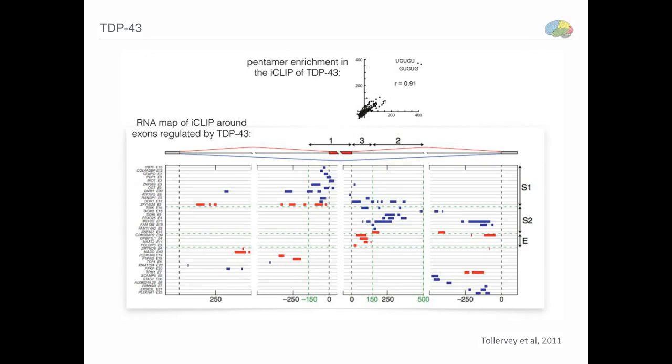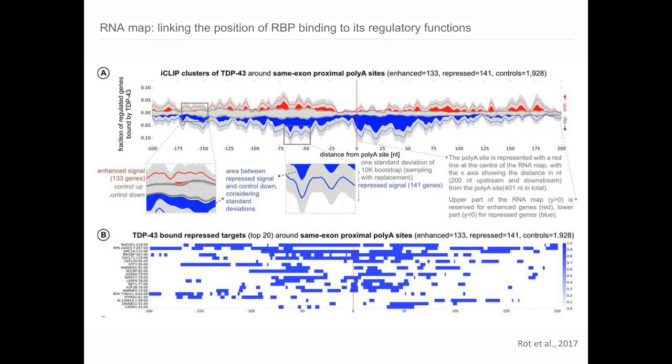So very often you see that the same protein can have dual functions. It can either enhance or repress splicing. And here in this study, we wanted to understand, is it possible that some proteins will have even further functions? Not only can they regulate splicing, they can also regulate 3' end processing. And here is now the RNA map of 3' end processing. And it's a little bit complex, so I'll explain it step by step.